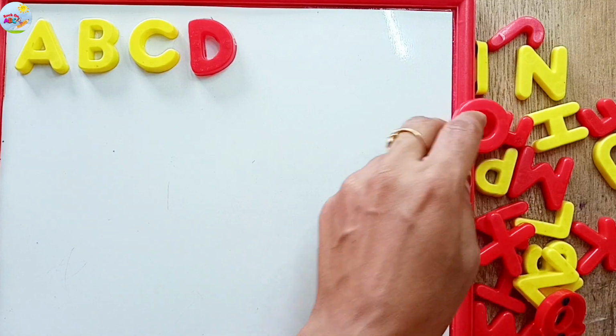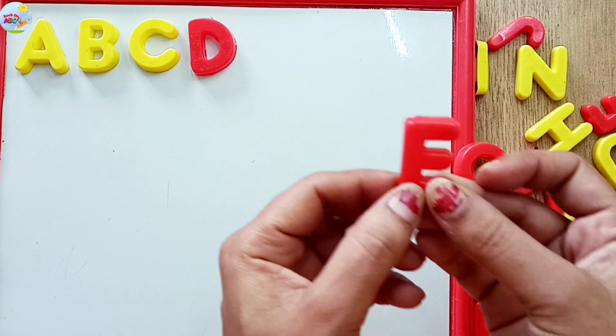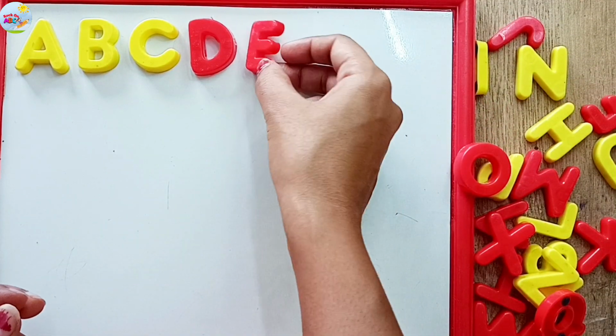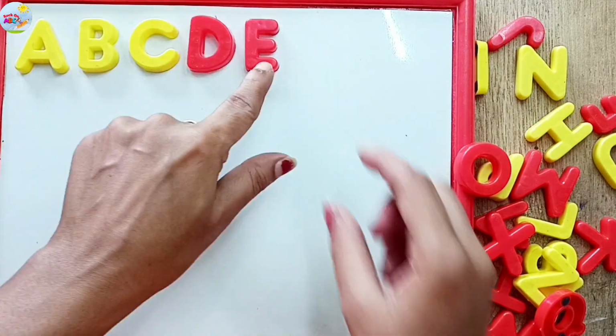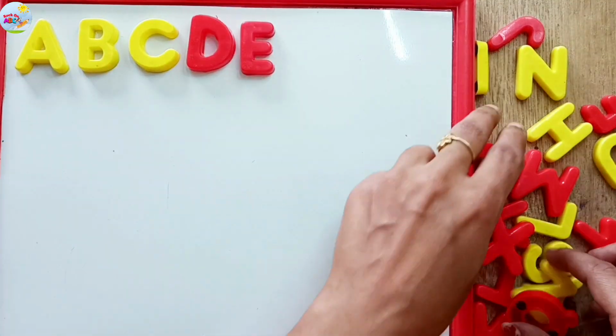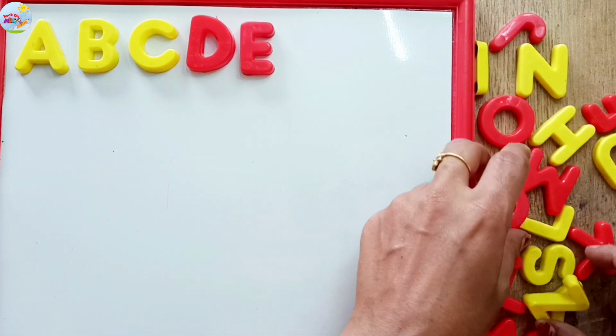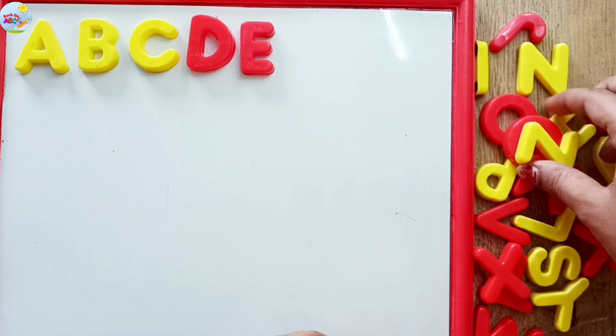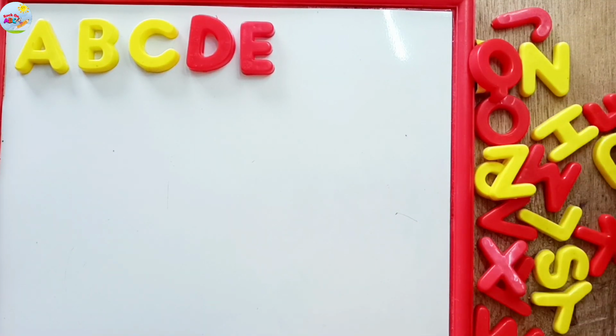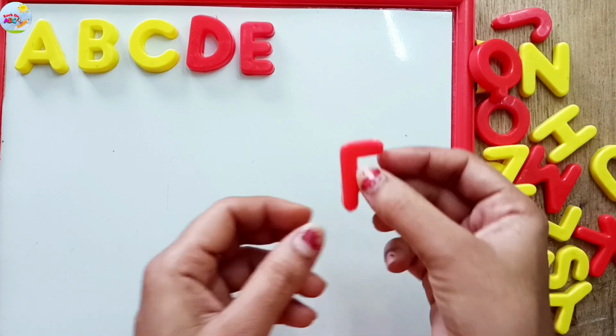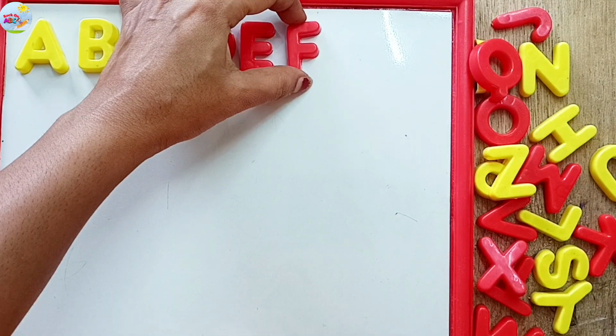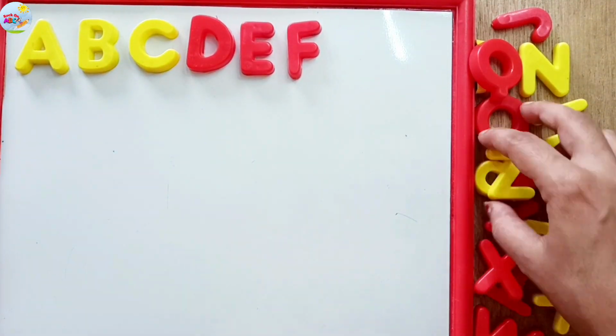Next is E. Oh wow, I got the E. Let's keep it here. Next is F. Where is F? Oh, red color F. Keep it here.